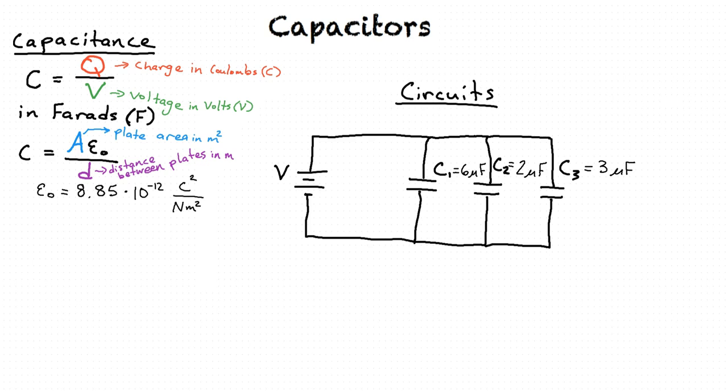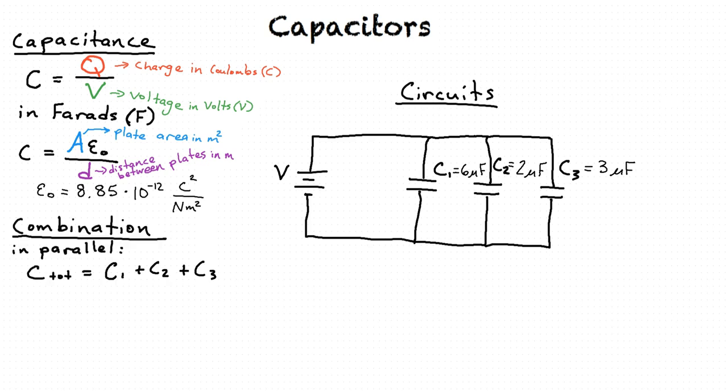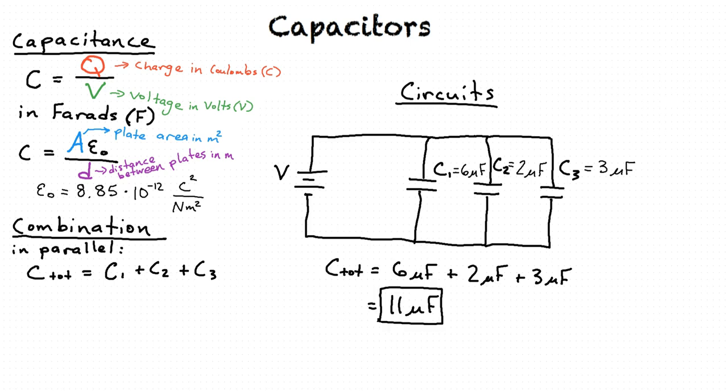Before we can use the capacitance relationship with the voltage source, we have to first combine the capacitors to get one total capacitance. When the capacitors are in parallel, the rule is we add them together. So from this rule, what is the total capacitance of this circuit? So, we add them all together. 6 microfarad plus 2 microfarad plus 3 microfarad equals 11 microfarad, right? Yes, you are correct.